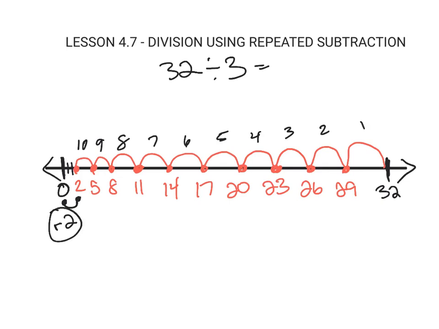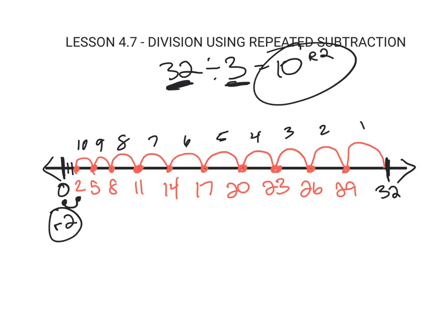I can count back from 32 by 3s 10 times until I reach the number 2. I can't count by 3s anymore because then that would give me something less than 0, and that's not what I'm looking for. So my remainder is going to be 2. So the answer to this, I have subtracted 3 from 32 10 times, and I have 2 left over. So that is repeated subtraction.